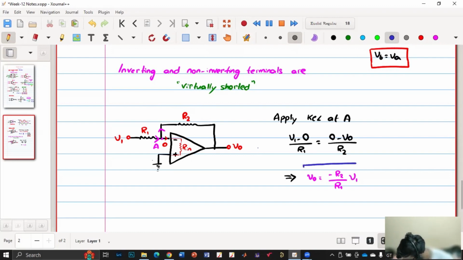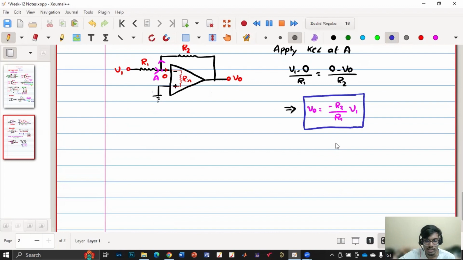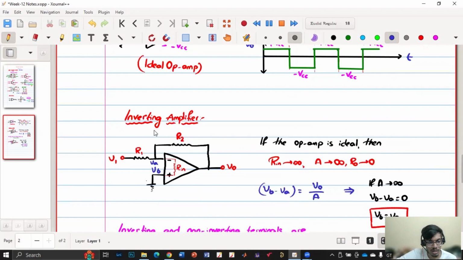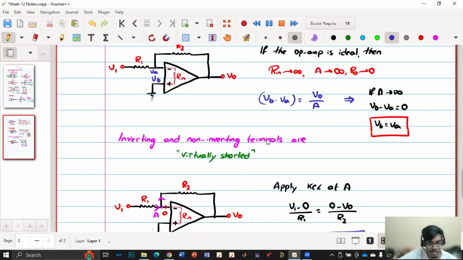So the output is a scaled version, but an inversion of the input. If V1 is positive, V naught will be negative and a scaled version. If I consider R1 equal to R2, then V naught will be minus V1. So if I send a sine wave, then the output will be 180 degrees phase shifted with a scaling factor of R2 by R1. If I make R1 and R2 the same, then it is just inversion of the input voltage. So this is called an inverting amplifier, and the key aspect you need to remember is that in the negative feedback fashion of any op amp, the inverting and non-inverting terminals are virtually shorted.